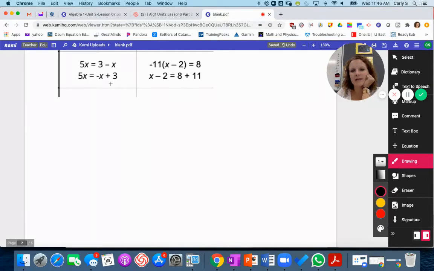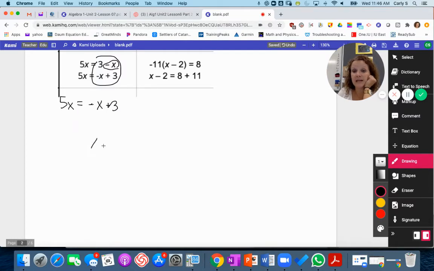Okay, why is this one correct? It looks like I just reordered these. So instead of 3 minus x, the negative is stuck with the x. So I have it -x plus 3. And that's cool. I'm allowed to do that. I didn't change anything with the math.